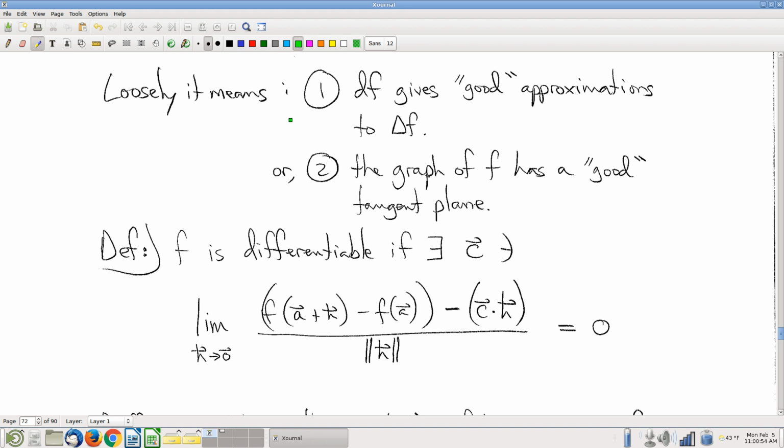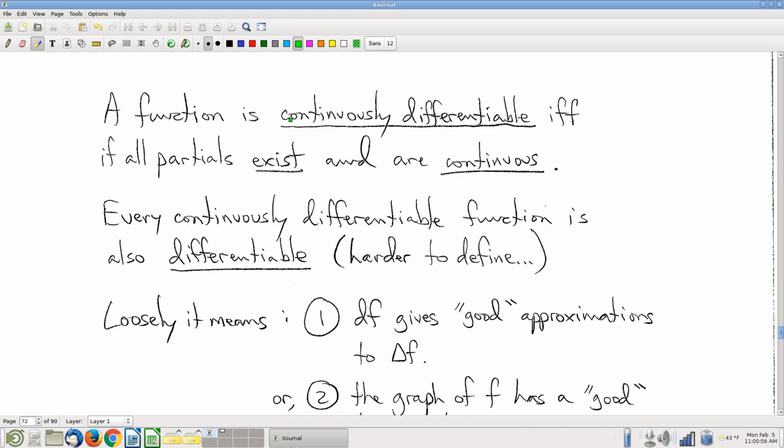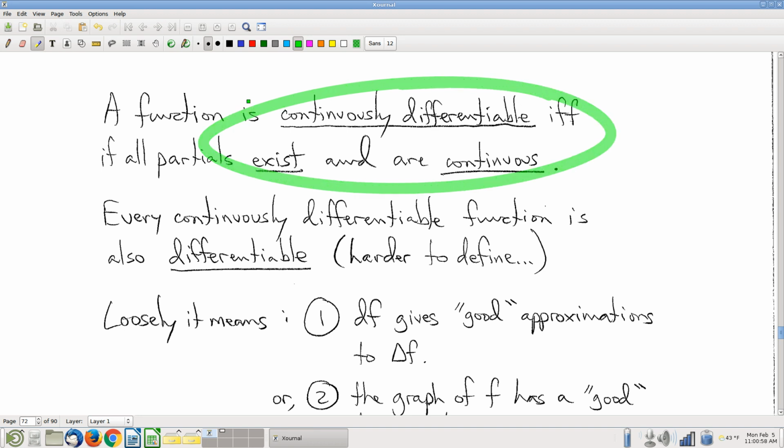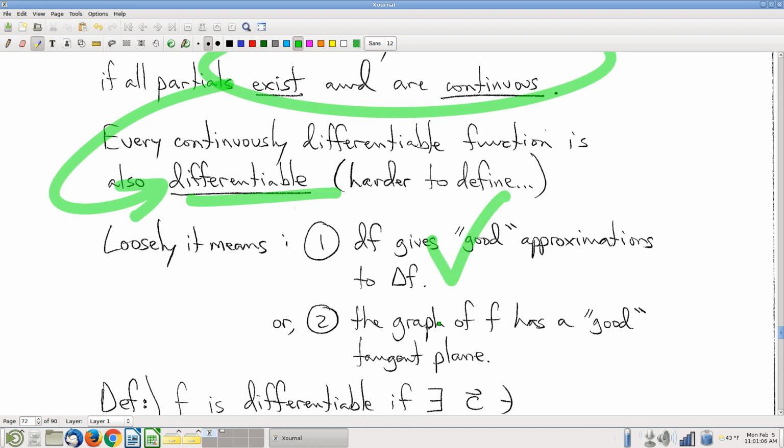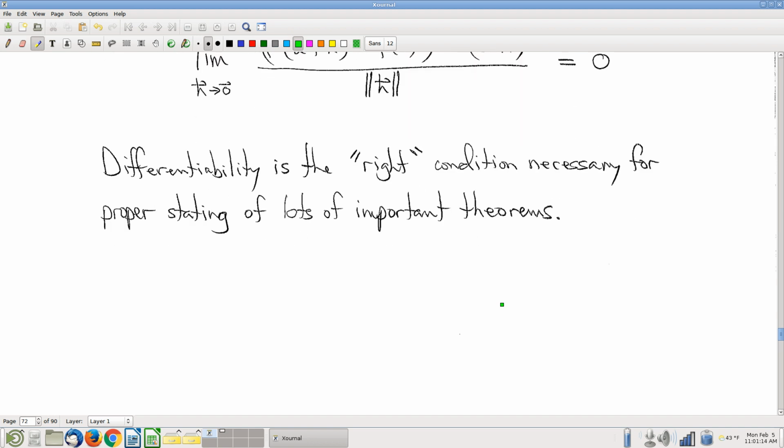So here's again the important things you need to know. You need to know what continuously differentiable means. You need to know that continuously differentiable implies differentiable. And you need to know that differentiable means good things. All right, everybody good? Okay.